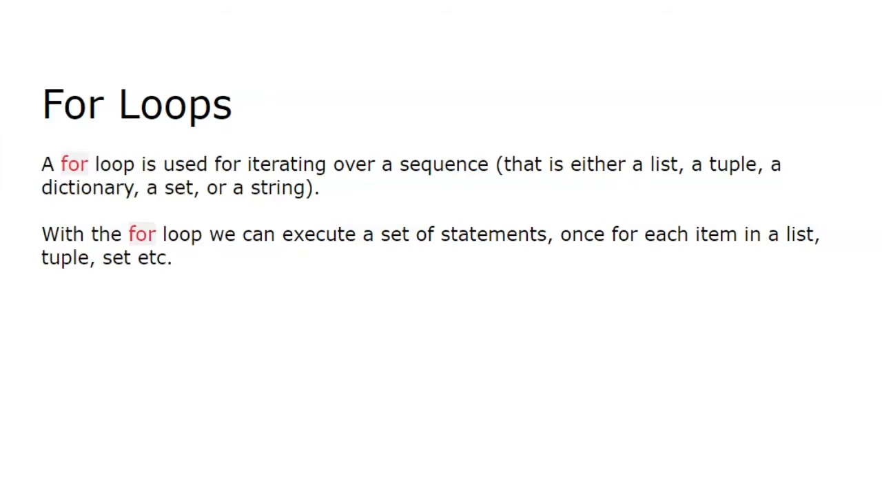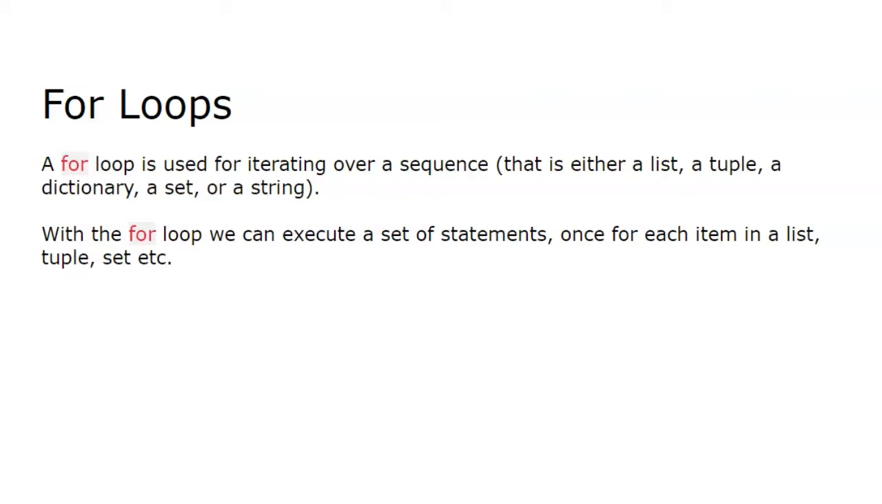Hi everybody, so today we're going to talk about for loops in Python. A for loop is used for iterating over a sequence. Unlike while loops, with for loops we know exactly how many times it will loop when we write the code. Whereas with a while loop, it could loop once, it could loop 10 times, it could loop 100 times, depending on when that condition is met.